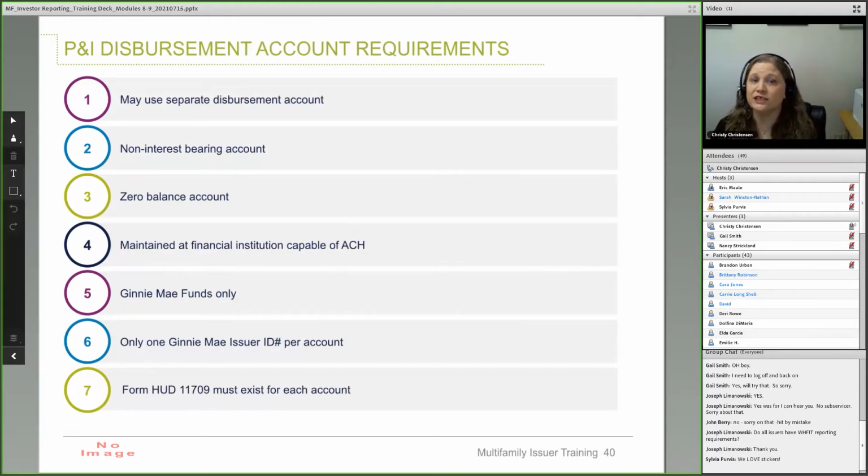The P&I disbursement account requirements are as follows. May use a separate disbursement account, must be non-interest bearing, a zero balance account, maintained at an ACH capable institution, must be only Ginnie Mae funds, and only 1 Ginnie Mae issuer ID per account, and a HUD 11709 must exist for this account.